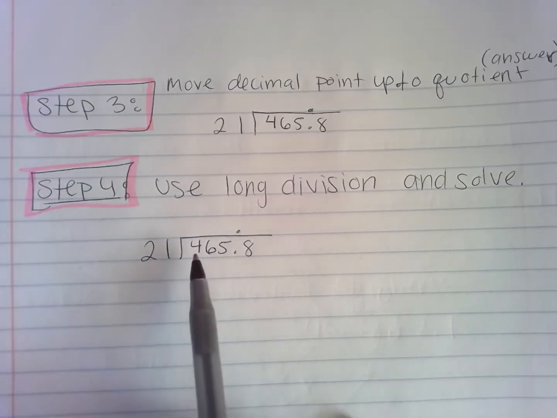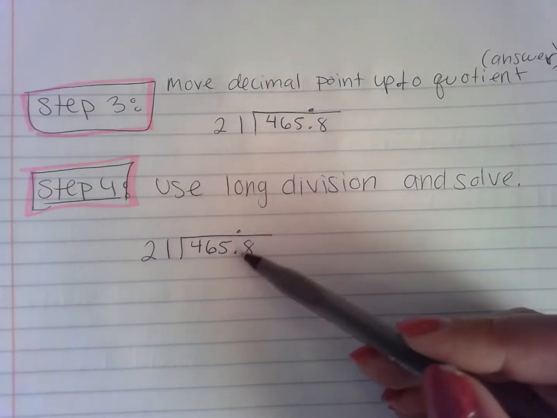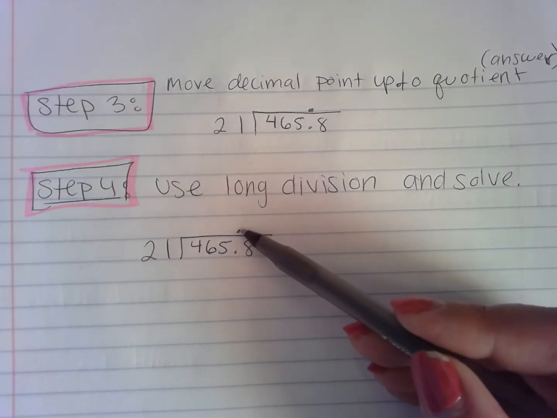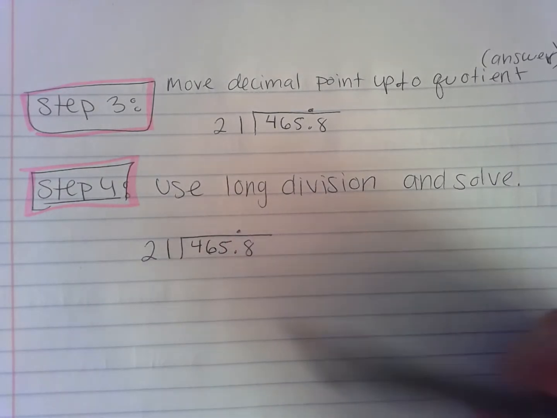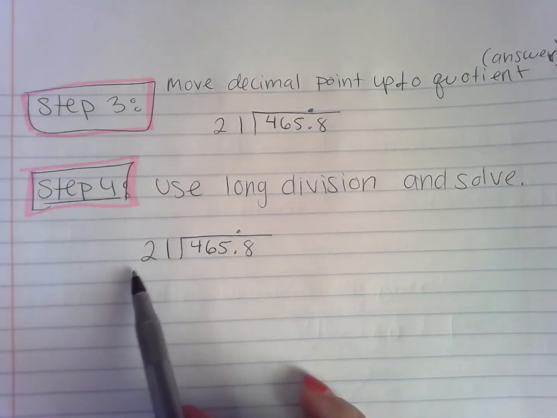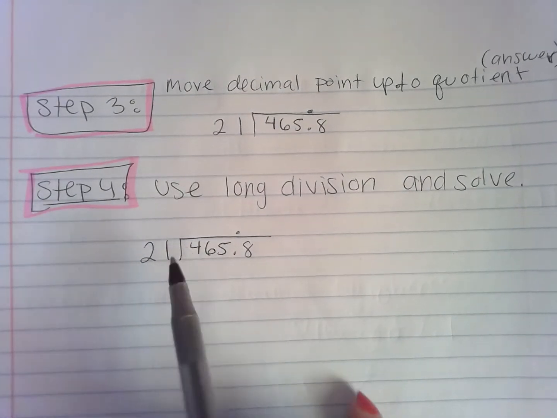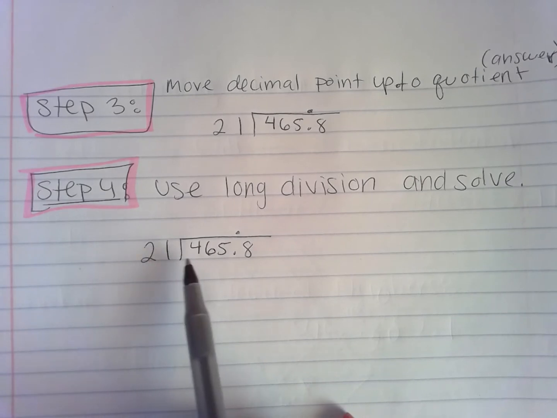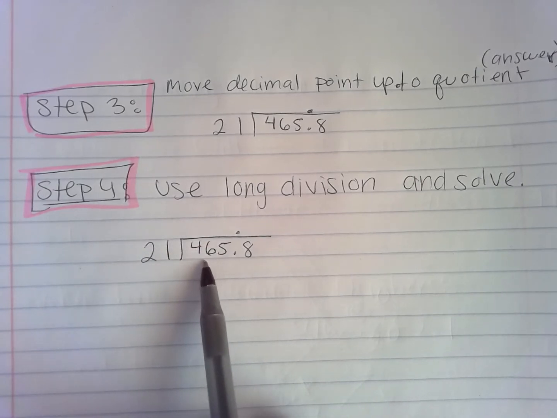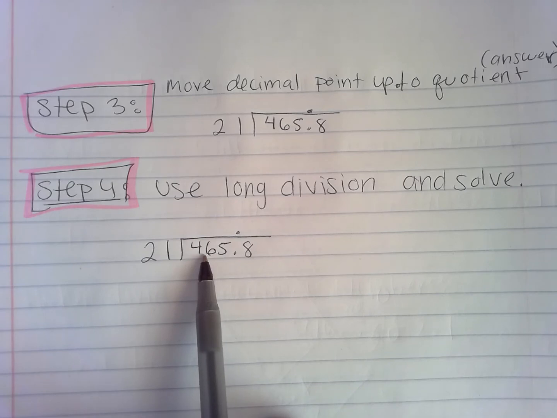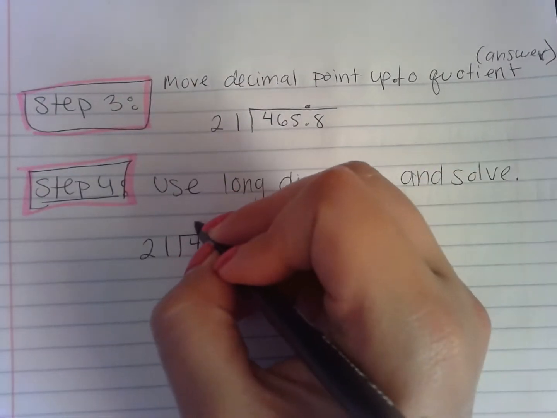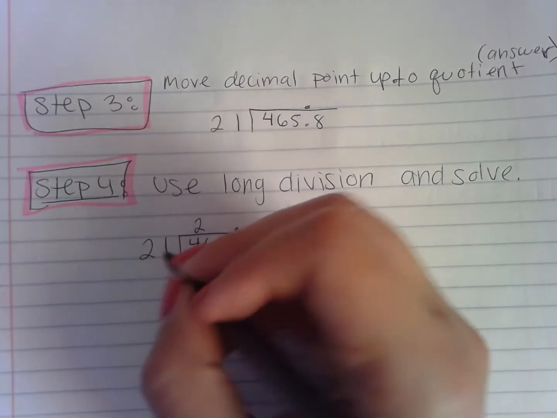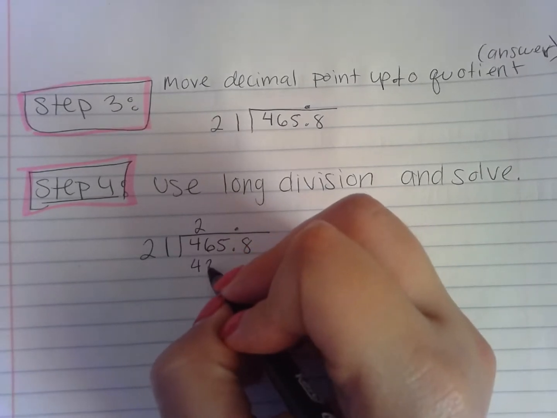Alright, so now we're going to go ahead and solve this problem here. Like I said, the first thing I did was move my decimal point up, so I know exactly where my decimal point is going to be. So now let's take a look at 21. How many times would that go into, let's say, 46? Let's make our life easier. So we'll take 46 here. How many times does 21 go into 46? Well, 21 plus 21 will give me 42, and that's twice. So I can say 2. So 2 times 21 will give me 42.